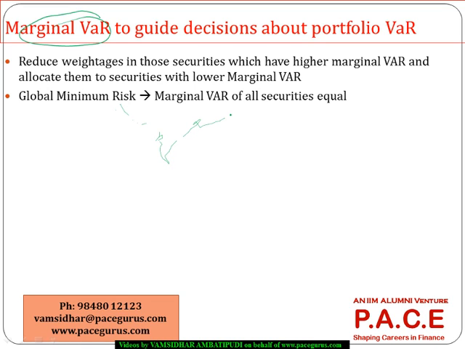Where to invest, where to pull out, how to adjust the composition of the portfolio, all these things will be decided based on the marginal VAR itself. So we'll look at it in our example also, but just to look at it on a broader scale, what we are saying is, you reduce the weight or proportion in those securities which have higher marginal VAR, and allocate them to those securities which have lower marginal VAR.